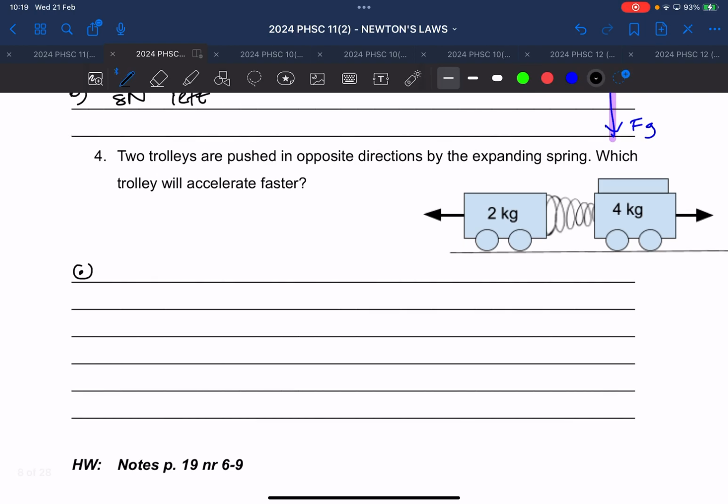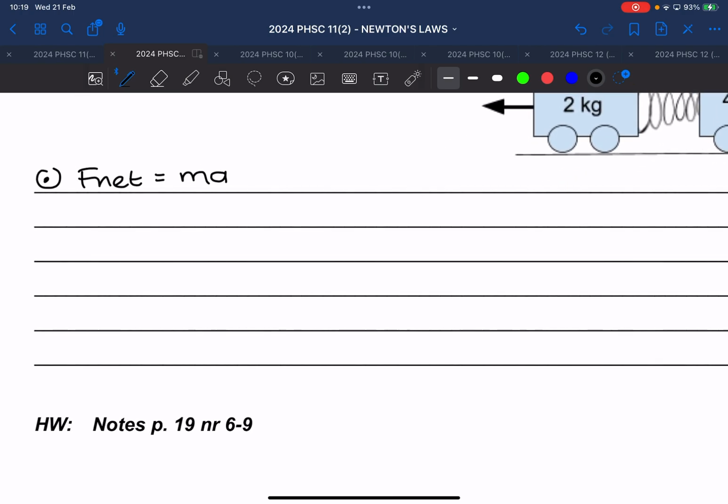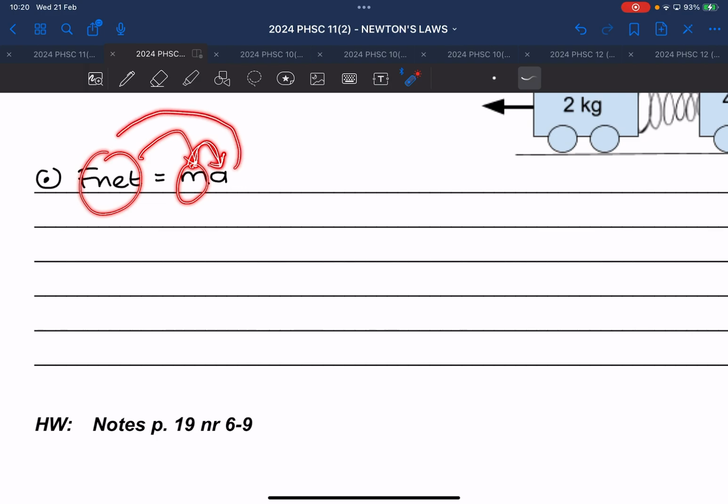When a net force acts on an object, the object will accelerate. The acceleration is directly proportional to the force, and inversely proportional to the mass of the object. Well done.